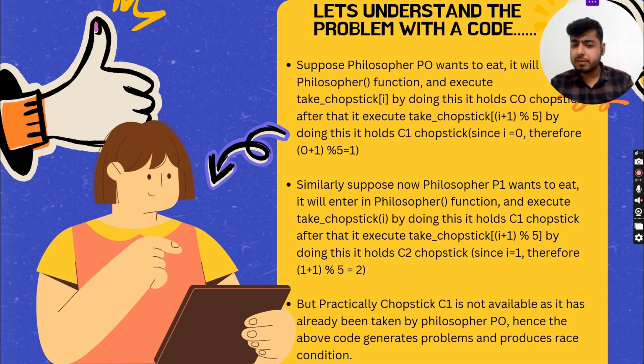Similarly, suppose now philosopher P1 wants to eat. He will enter the philosopher function and execute take chopstick[i]. By doing this, he holds the C1 chopstick. After that, he executes take chopstick[(i+1) % 5]. By doing this, he holds the C2 chopstick, since i is equal to 1, and 1 plus 1 modulo 5 is equal to 2. But practically, chopstick C1 is not available, as it has already been taken by philosopher P0. So the above code generates a problem and produces a race condition.